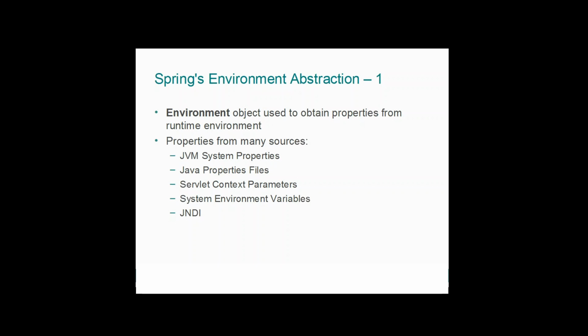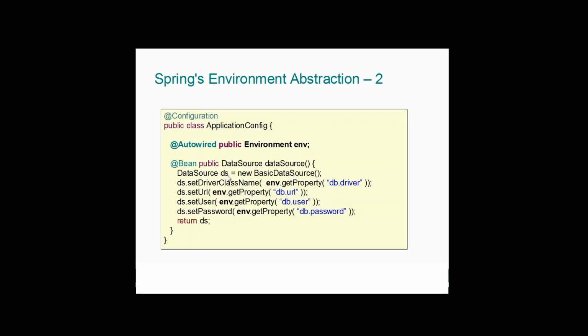So what Spring has done is create an abstraction for all these kinds of environments, called the Environment. The Environment is an object used to obtain properties from the runtime environment. The properties could come from many sources: JVM system properties, Java property files, servlet, system environment, or JNDI. The same Environment object is used to fetch them by key, and you get the appropriate values.